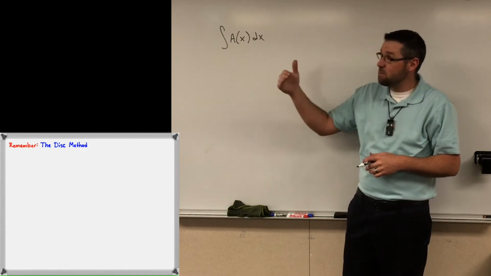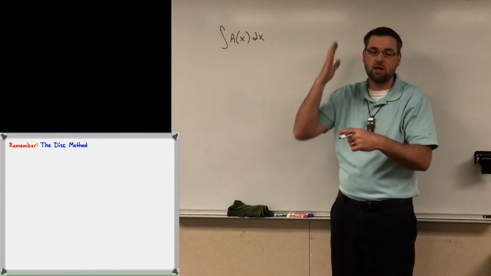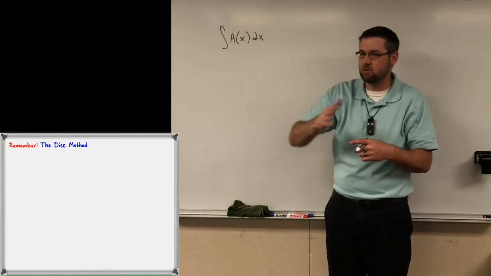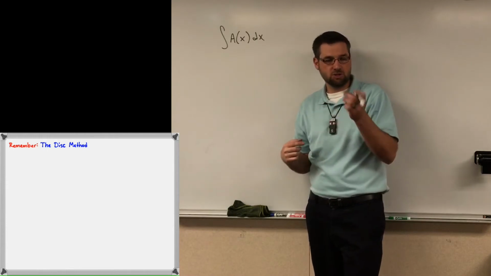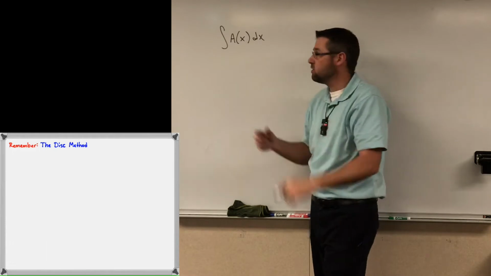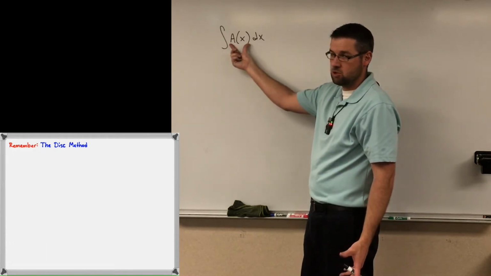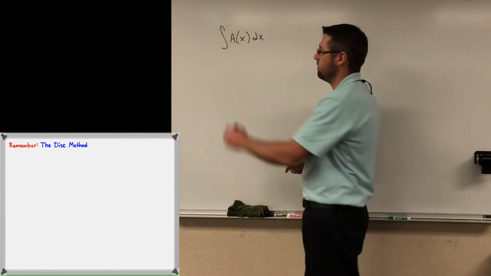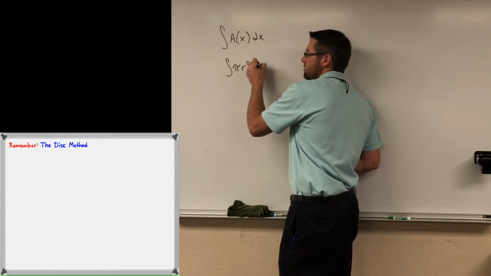Now, yesterday, the disk method was dealing with a revolution. So what kind of cross-sections, what kind of slices are you always going to see when you revolve? You're always going to see circles. And as a result, you're slicing it into infinitely thin cylinders, right? So what shape are we talking about? Circles. And therefore, what's the area? Pi times r squared dx, right?